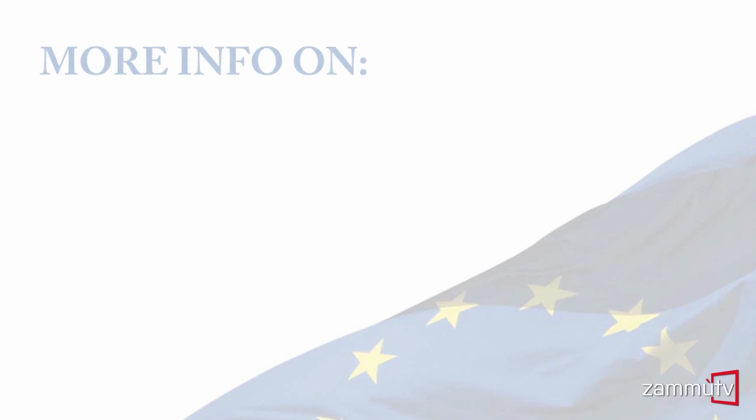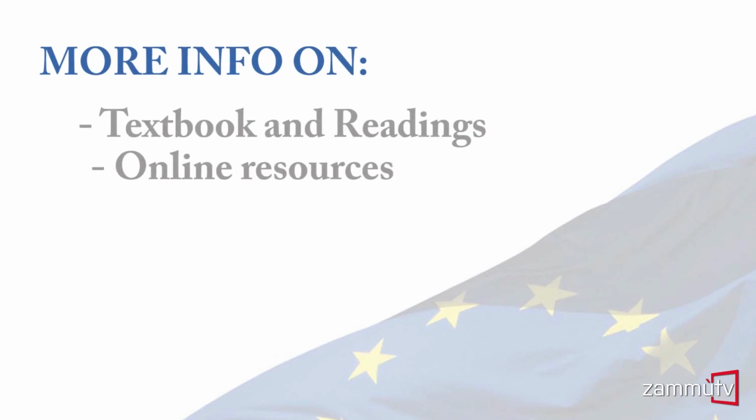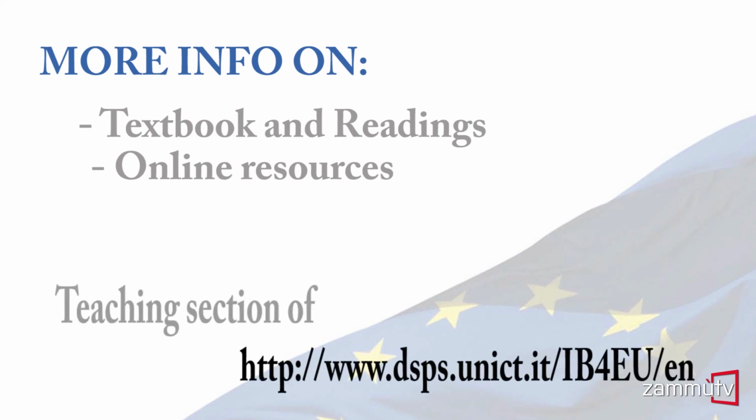Therefore, these two views, the instrumental and the normative one, will be discussed in relation to issues like child labor, environmental issues and standards, labor issues and standards. More information on textbook reading, as well as online resources on this module and the overall international business course, are available on the teaching section of the Jean Monnet Chair International Business for European Union website.